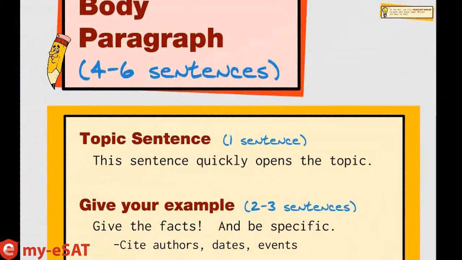So back to the formula. The first sentence of your body paragraph is going to be the topic sentence. This sentence does exactly what you think it does. It summarizes the topic of the paragraph.